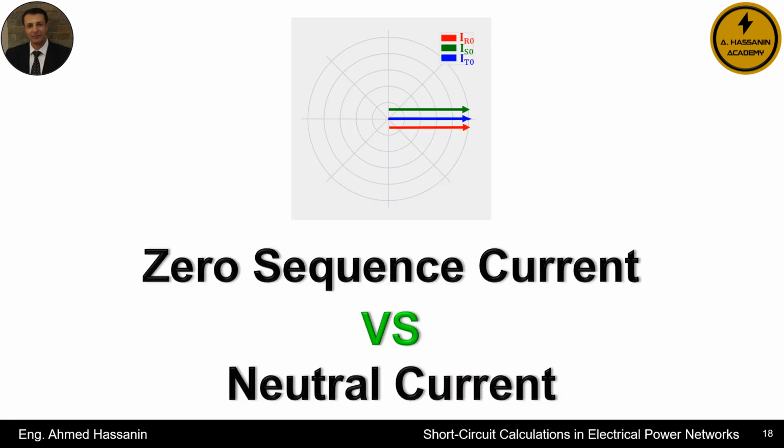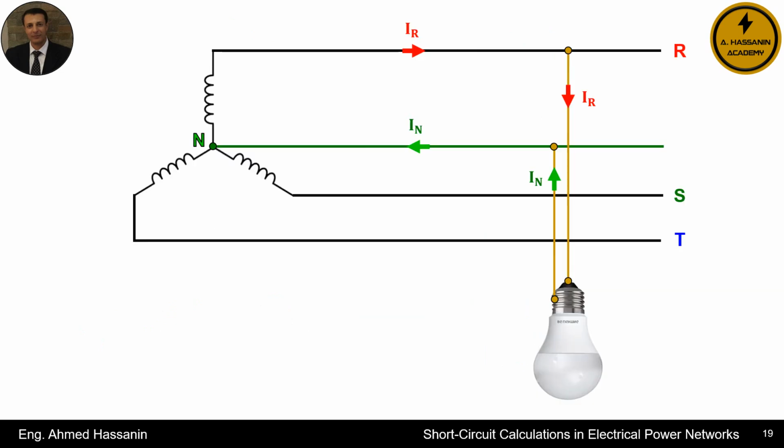Now, let's discuss the difference between zero sequence current and neutral current. Everyone knows that if we have a single phase load, it will have 2 terminals. One terminal is connected to any phase, let's say phase R, for example, and the other terminal is connected to the neutral line. Therefore, since the circuit we have is a single phase circuit, the current flowing through phase R is the same as the current that will flow through the neutral line. However, it is important to understand and emphasize that this is true under normal conditions. Therefore, it is incorrect to refer to the current in the neutral line, in this case, as zero sequence current.